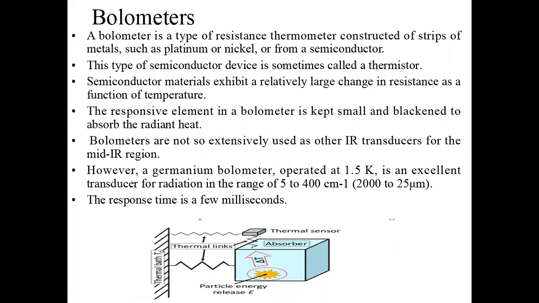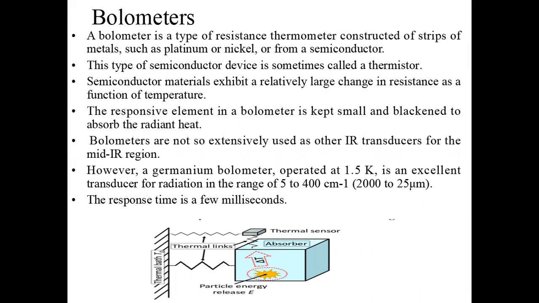Bolometers. A bolometer is a type of resistance thermometer constructed of strips of metal such as platinum or nickel, or from a semiconductor. This type of semiconductor device is sometimes called a thermistor. Semiconductor materials exhibit a relatively large change in resistance as a function of temperature. The responsive element in a bolometer is kept small and blackened to absorb the radiant heat. Bolometers are not extensively used as IR transducers for the mid-IR region.